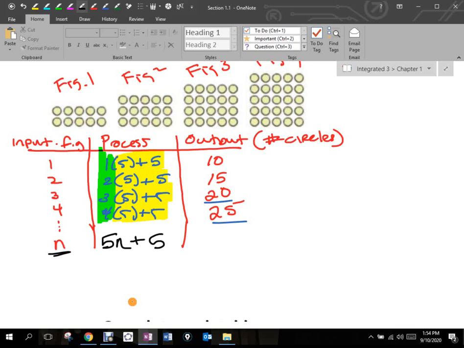Yeah, so once I evaluate the process, is it going to equal the output? Yes. Does that answer your question? Okay. Yep.